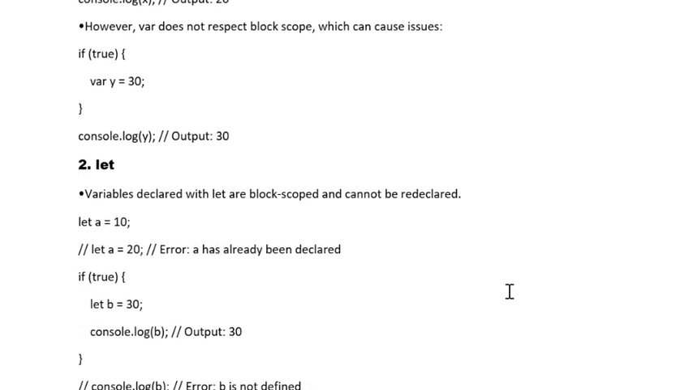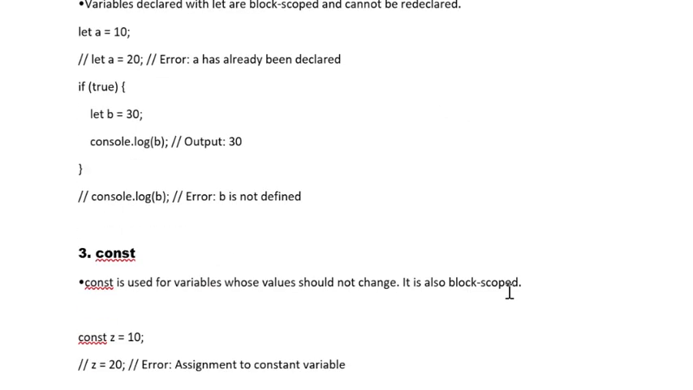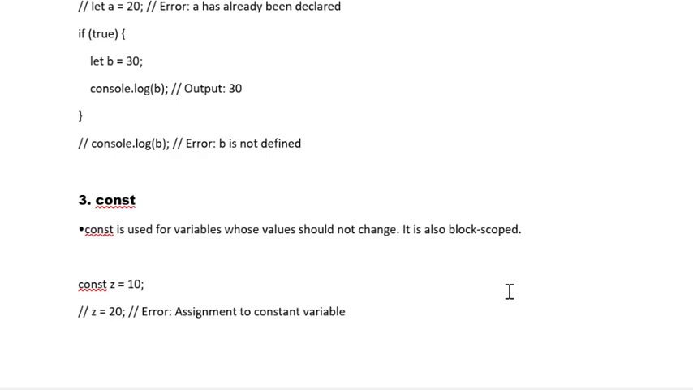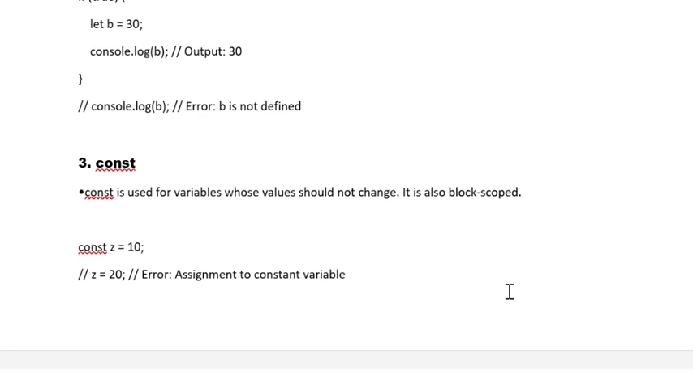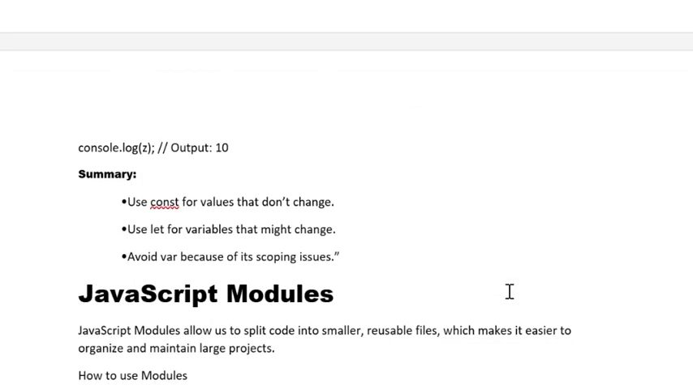And let. Variables declared with let are block scoped and cannot be redeclared. And const. Const is used for variables whose value should not change, and const is also block scoped. And a summary of the difference between var, let, and const is: we use const for values that do not change, and we use let for variables that might change, and we avoid var because of its scoping issues.